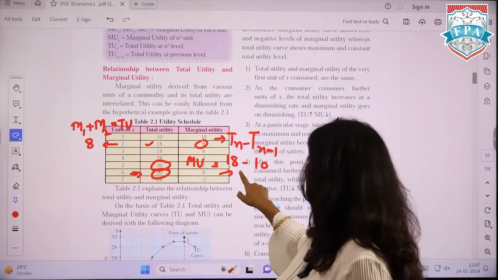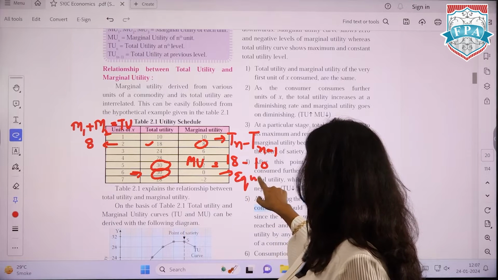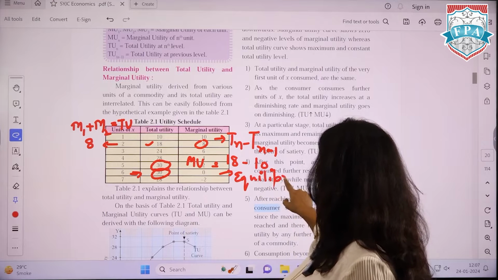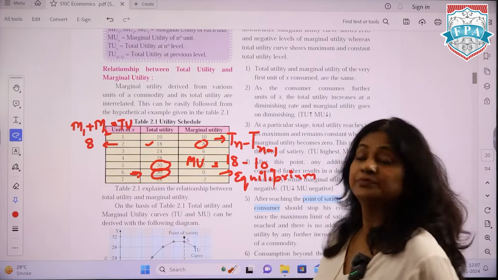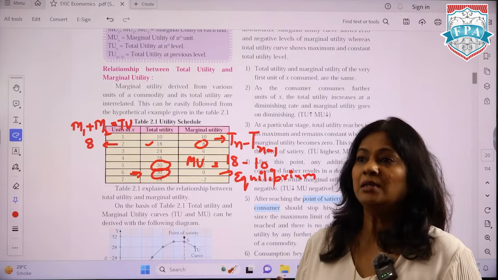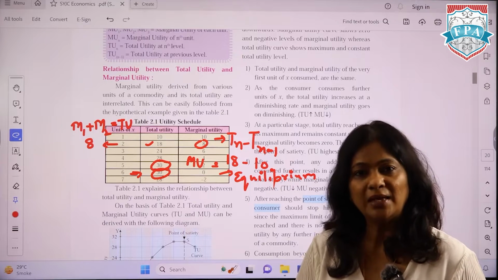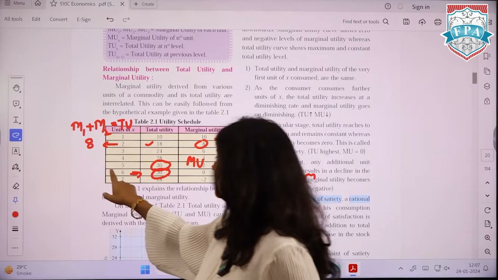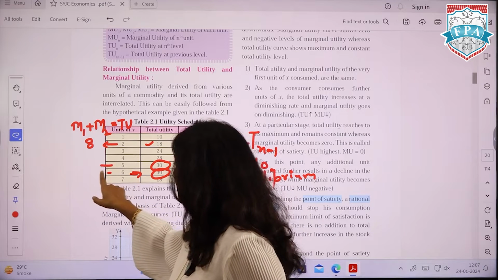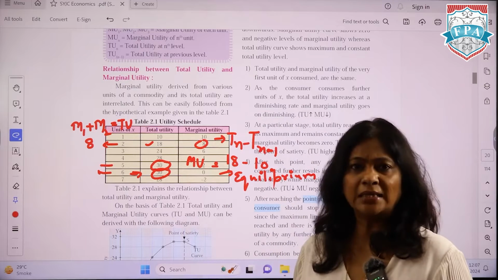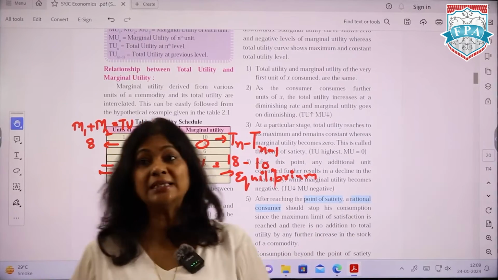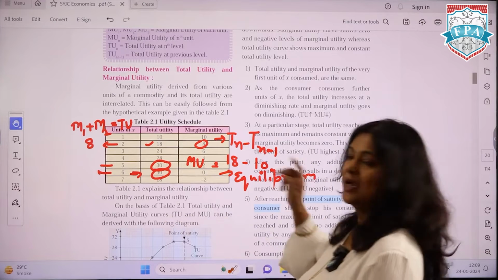And this is the point of equilibrium. This is the point where you should stop. This is the point when you will not get any further satisfaction or benefit, so you should stop consuming after the 6th unit, rather the 5th unit. So now utility is understood.